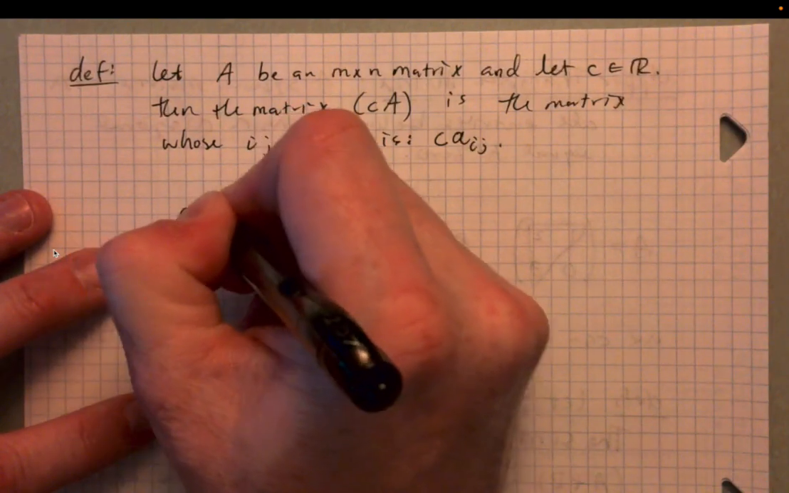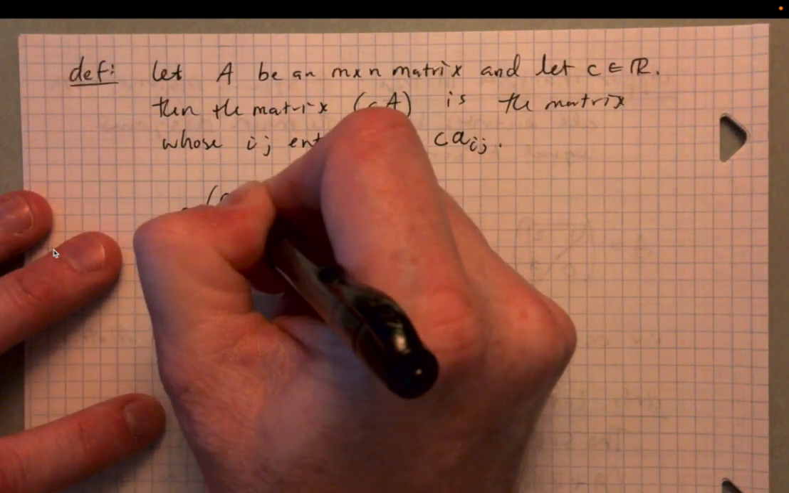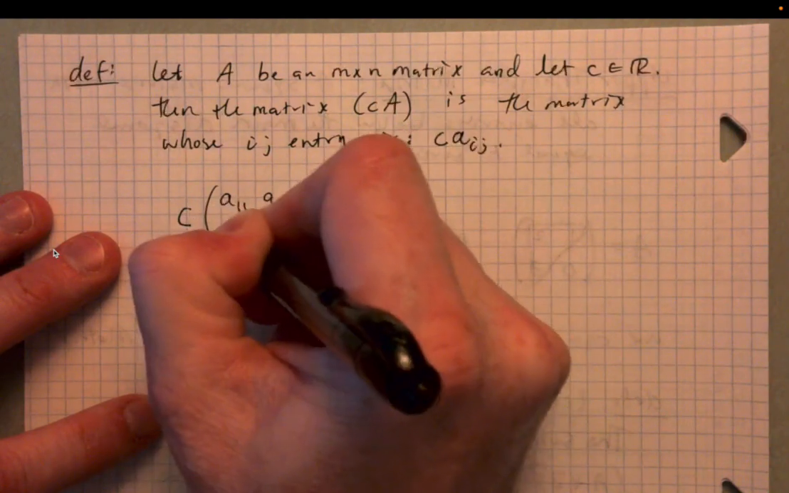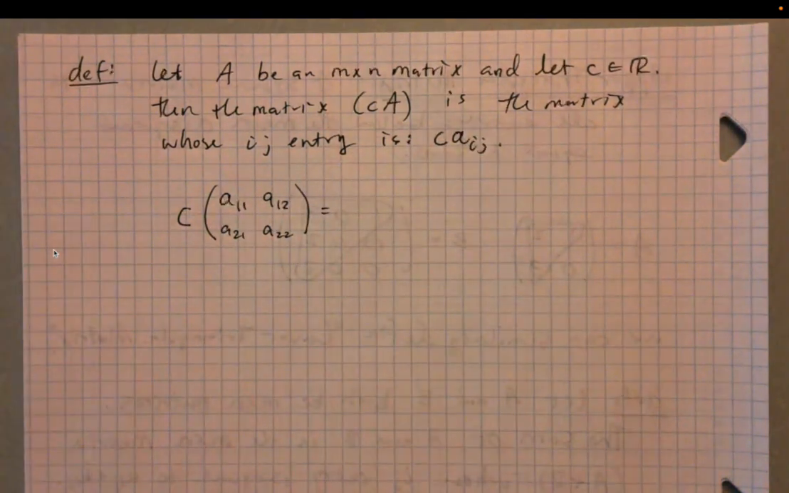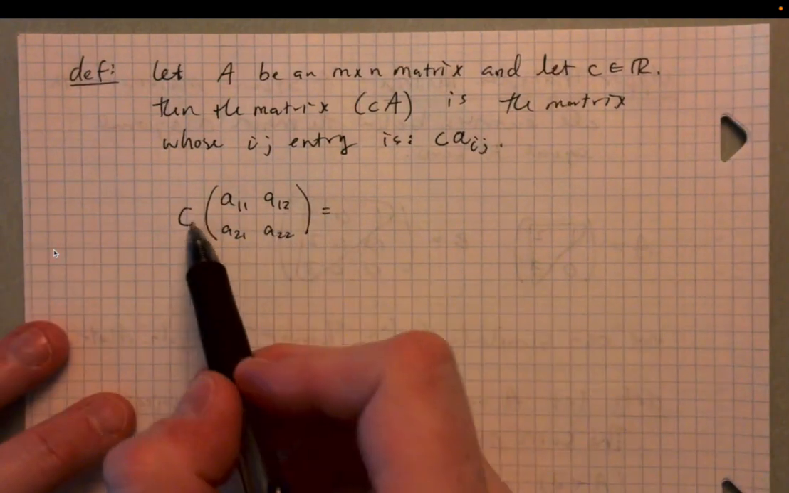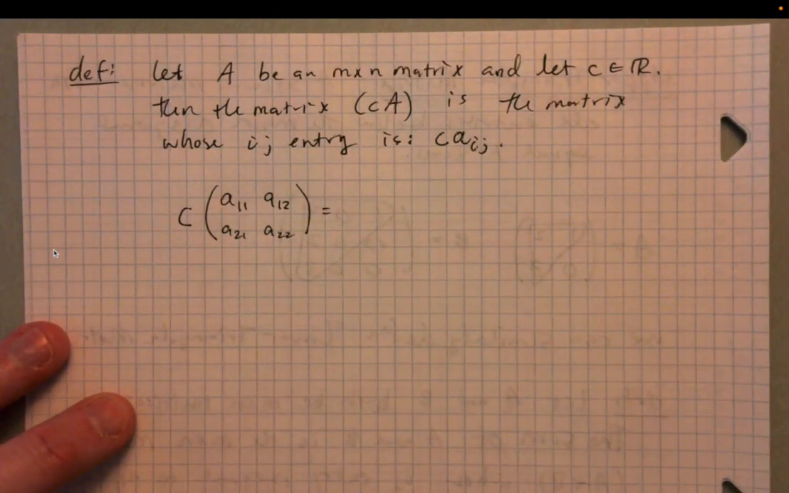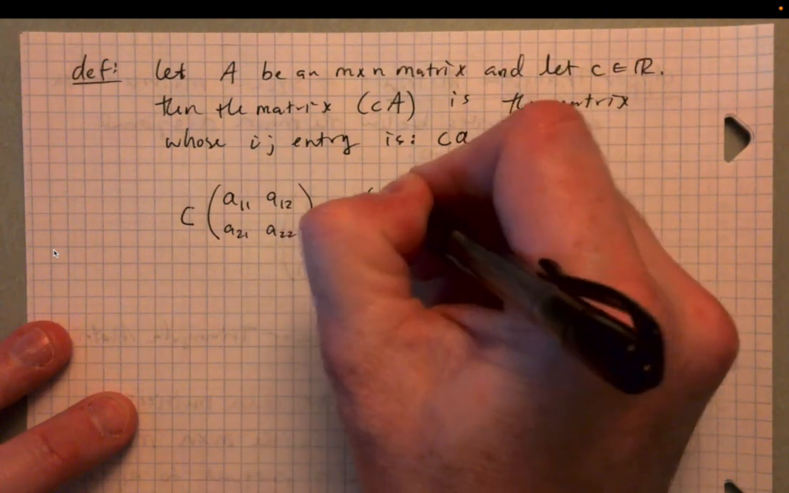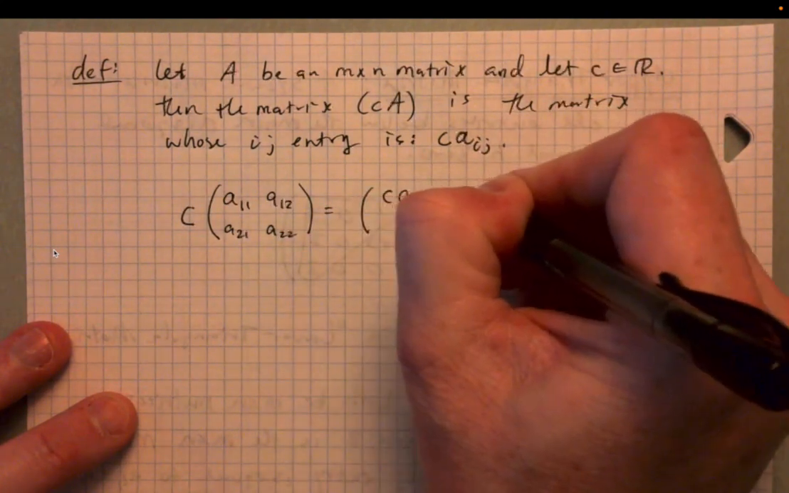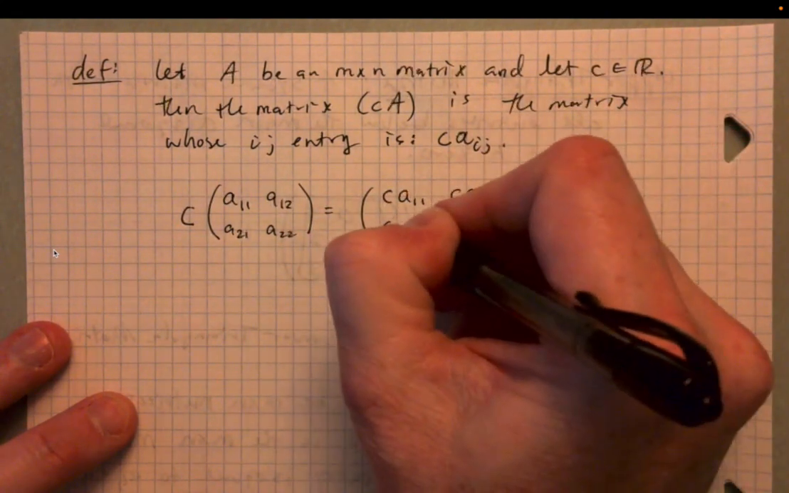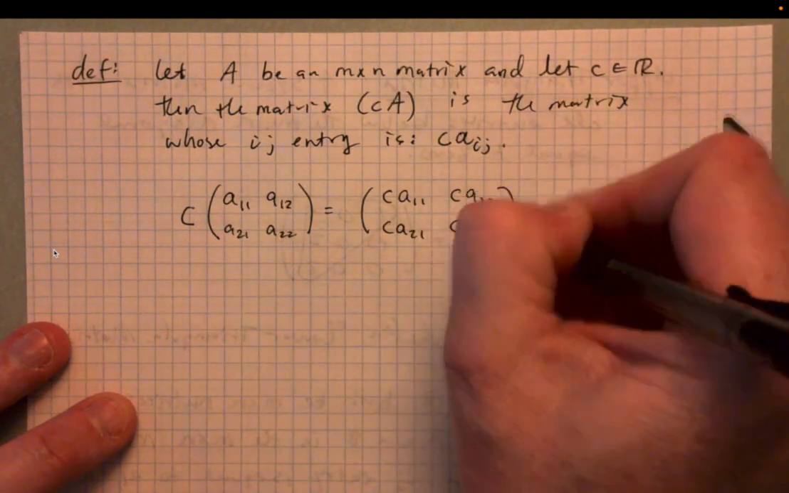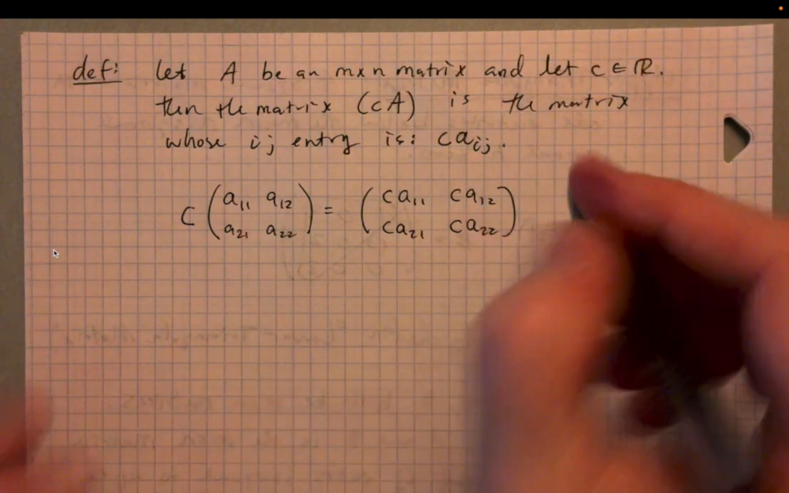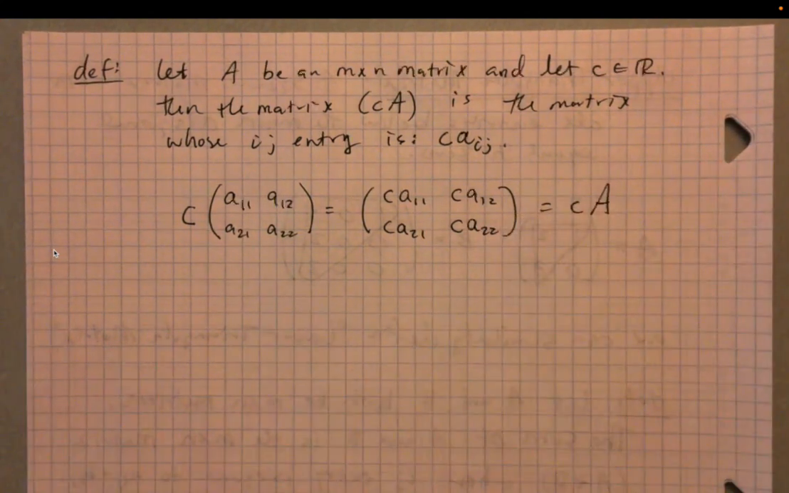So C times some matrix A11, A12, A21, A22. When we do this scalar multiplication, we're going to multiply C by every entry in the matrix. So you would get C times A11, C times A12, C A21, and C A22, like so. So this would be C times A.